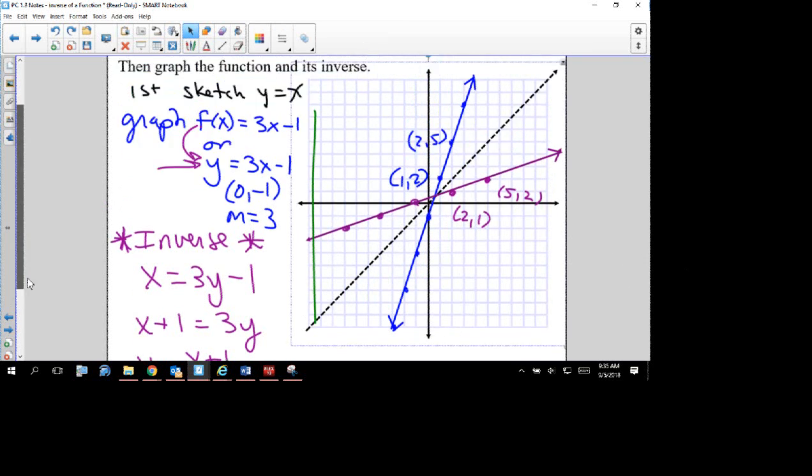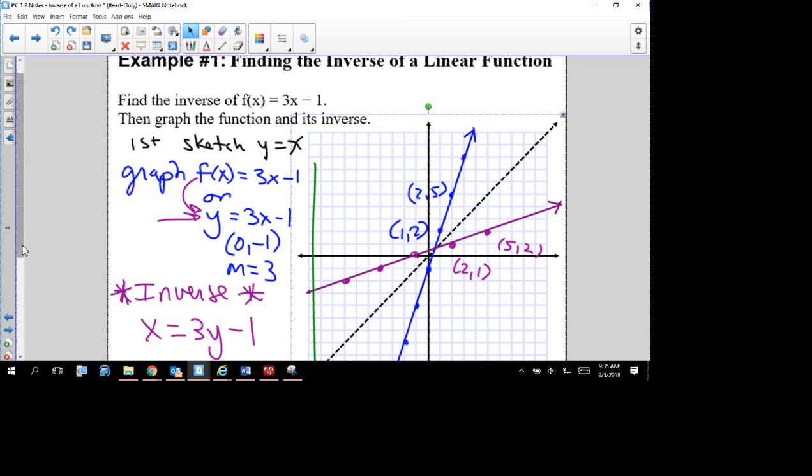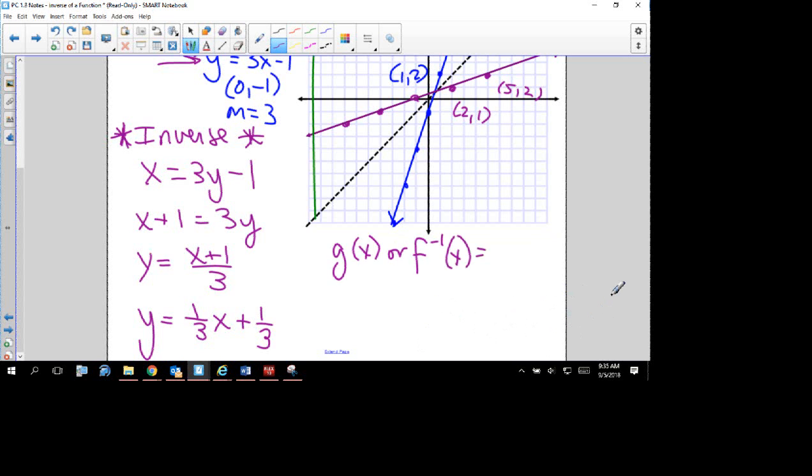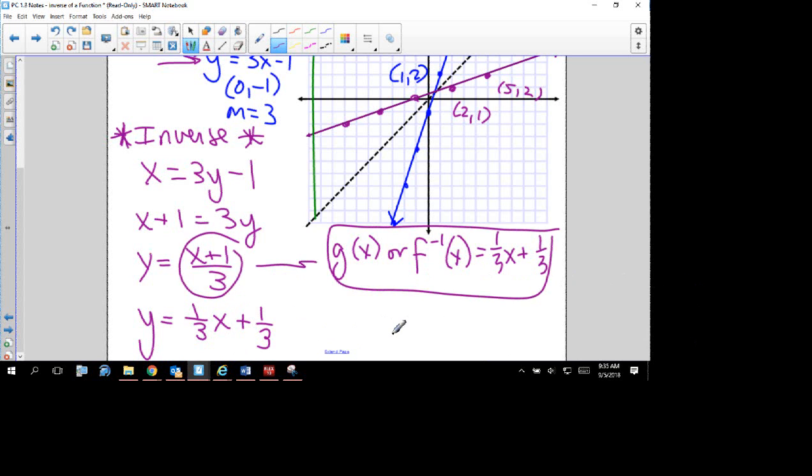Since it was given in function notation, I'm going to write the inverse in function notation as well. You can either use g of x, or you can use f to the negative 1 of x. Either of those is fine. 1/3 x plus 1/3. They all mean the same thing. If it was not a function, you would just write y equals. You wouldn't write f of x or g of x. Okay.